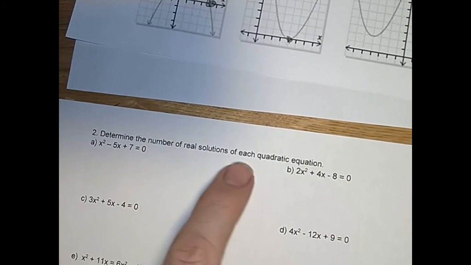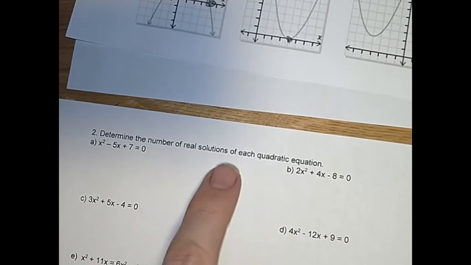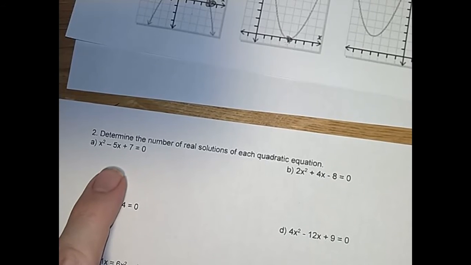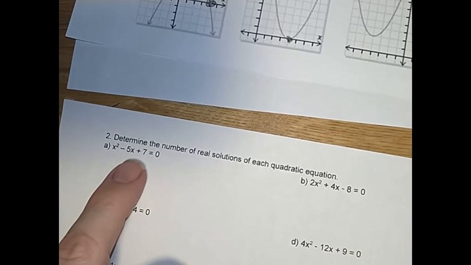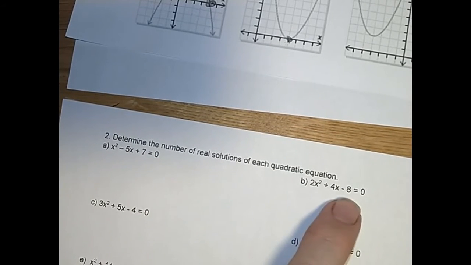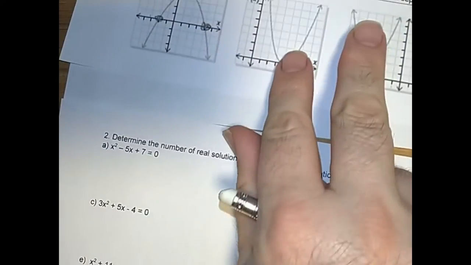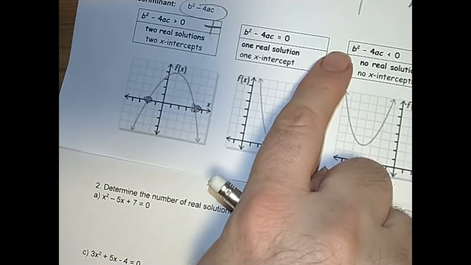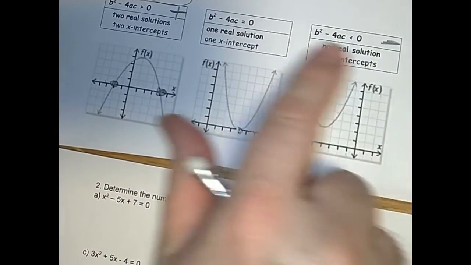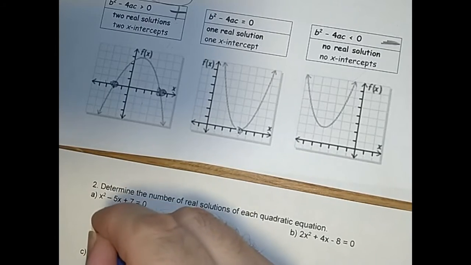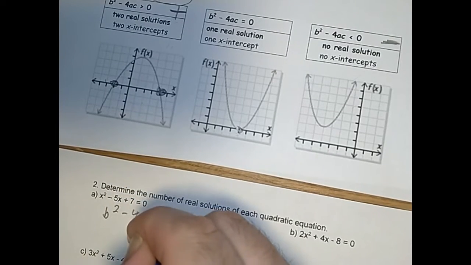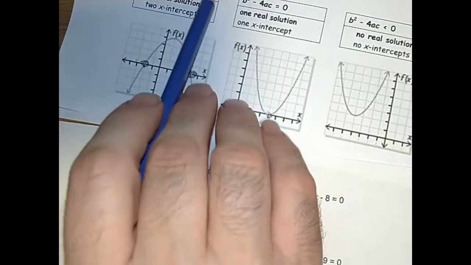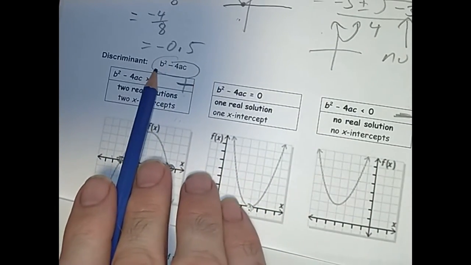Determine the number of real solutions of each quadratic. So it's telling me how many solutions would this have? It doesn't say to figure out the solutions, just how many real solutions there are. So all we have to do is find the discriminant, and then figure out, is it positive? Is it 0? Or is it negative? So we just have to find b squared minus 4ac. That's the discriminant, right up here.